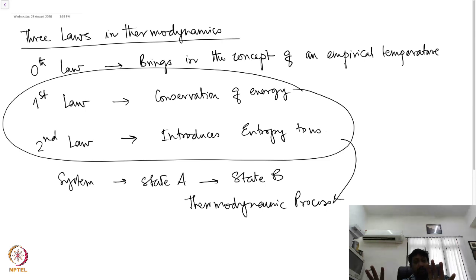In thermodynamics, not only do we say that A and B are equilibrium states, and only then can I apply the concepts of thermodynamics, we also say the processes are typically reversible, or quasi-static. The main consequence of this statement is essentially that at every point while the system goes from state A to state B, thermodynamic variables are well defined.